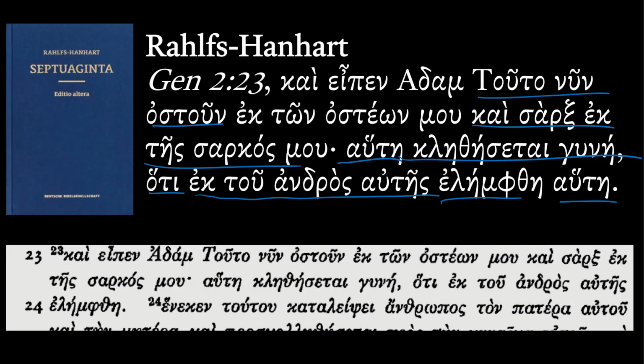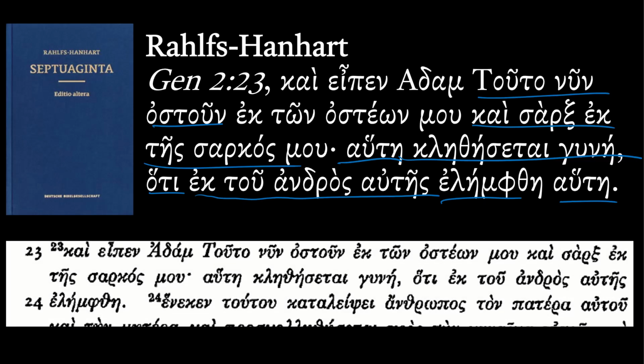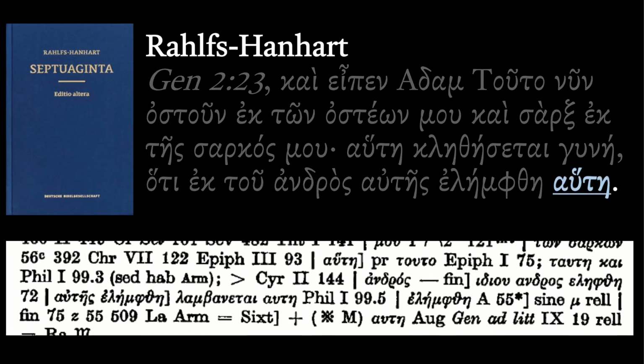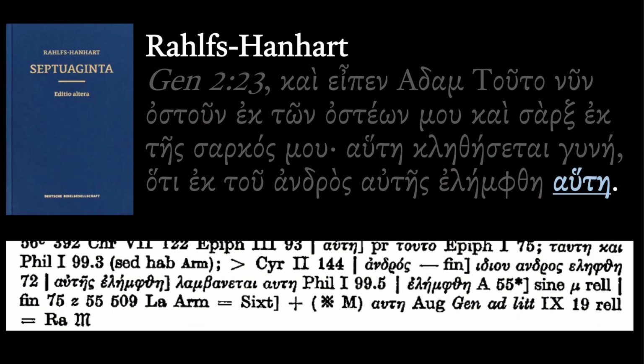Now, if you compare it here with the Gottingen edition, you'll notice that it's pretty similar. So, kai eipen Adam, et cetera, et cetera. So you see all that's the same. Everything's good up until elemphthe. And you'll notice after elemphthe here, there is no aute like we see here. So we're missing that. So if you scroll down, if you will, look down at the bottom, here's what the editor Wevers shows. He says, okay, at the end of the line, fin, we have a plus of aute. So that's what we see here.